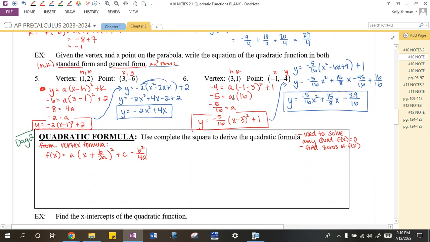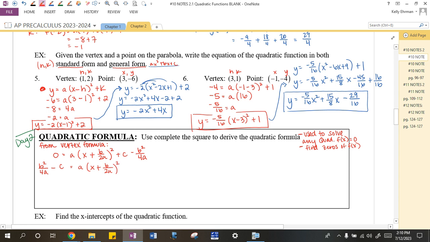Okay, now we want to say, instead of f of x equals, we want to say, when is this equation equal to 0? We need to solve this thing for x. If I want to solve for x, I would like to start by moving the c and the b squared over 4a to the other side of the equation. So let's make it b squared over 4a, because I would add that. Then I would subtract c, and that would be equal to a times x plus b over 2a squared.